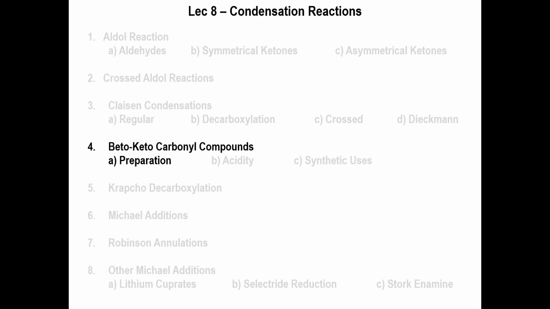Hello back. We're going to talk about how to prepare beta-keto, beta-diketo compounds. There are a few that will be important for synthetic purposes. The first one is acetylacetone, which basically has two ketones, positions 1 and 3 with respect to each other. Technically, in this molecule, positions 2 and 4, right?